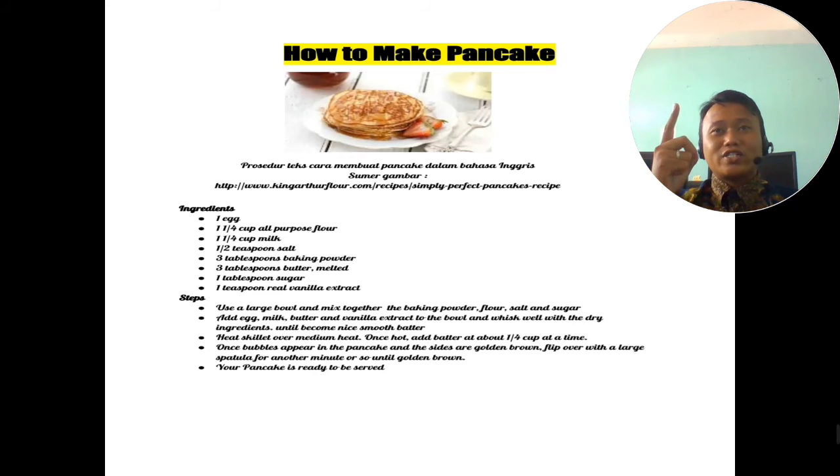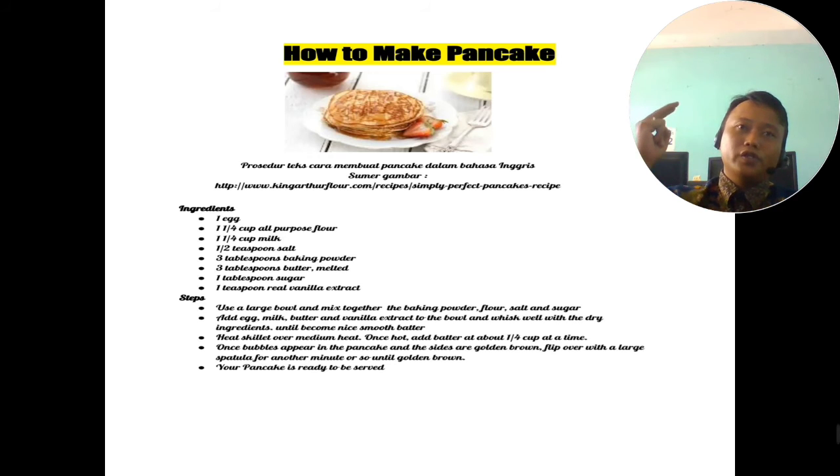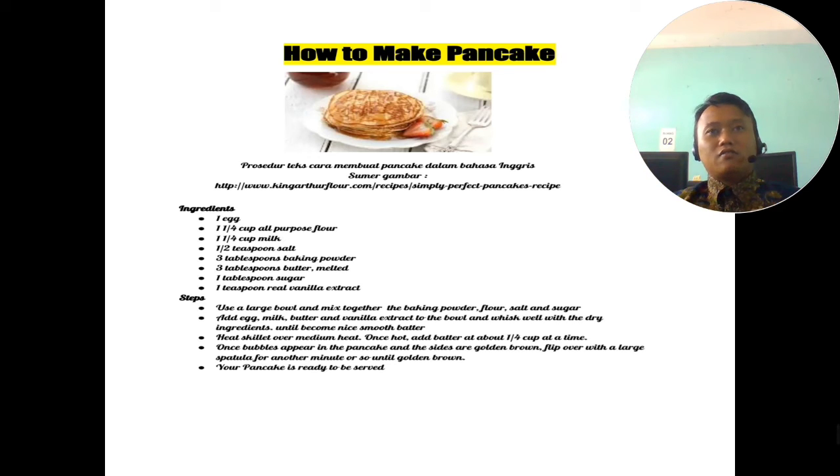This is the first structure. You need a goal. And then the second one is the materials. The items need to be prepared before you start the recipe. Okay? In this section, you will see ingredients. You need 1 egg, 1 1/4 cup all-purpose flour, 1 1/4 cup milk, a half teaspoon salt, 3 tablespoons baking powder, 3 tablespoons butter melted, 1 tablespoon sugar, 1 teaspoon real vanilla extract.